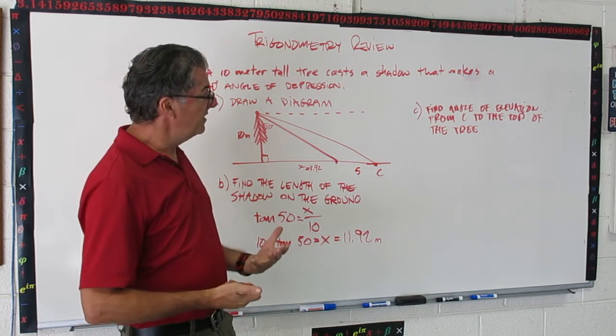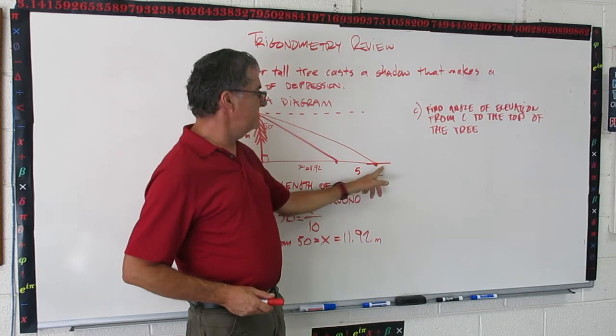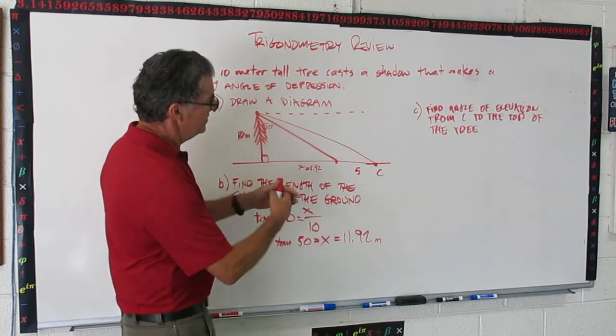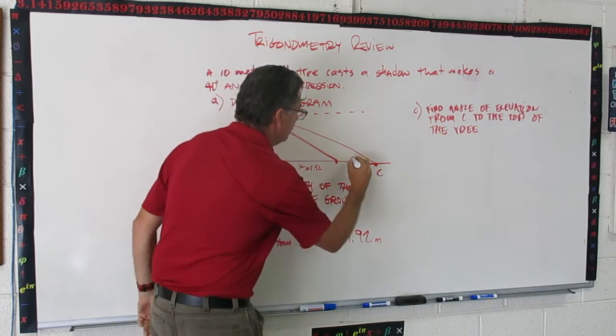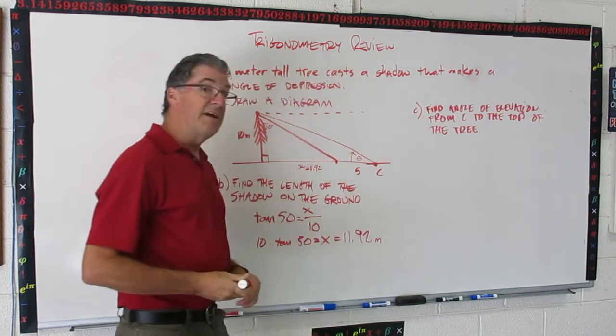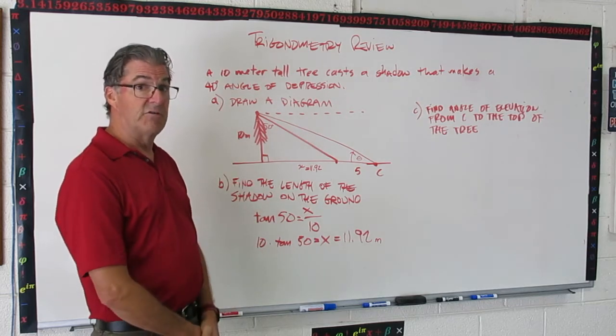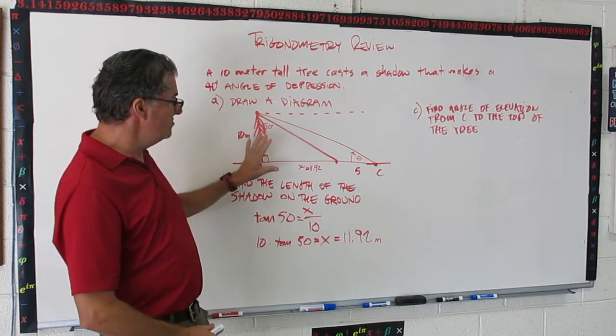So now our problem here is to find the angle of elevation from C to the top of the tree. So that's this angle here that's going up. I'm going to call that theta. So you're being asked to find theta. Okay. Pause the video and see if you can write an equation that relates what you know to theta.